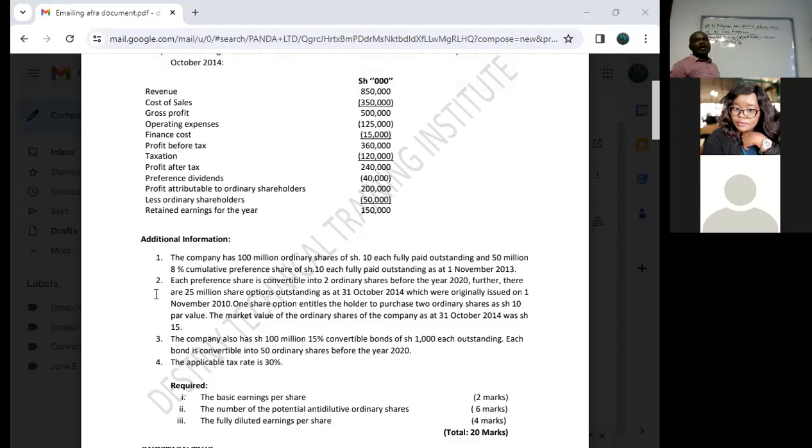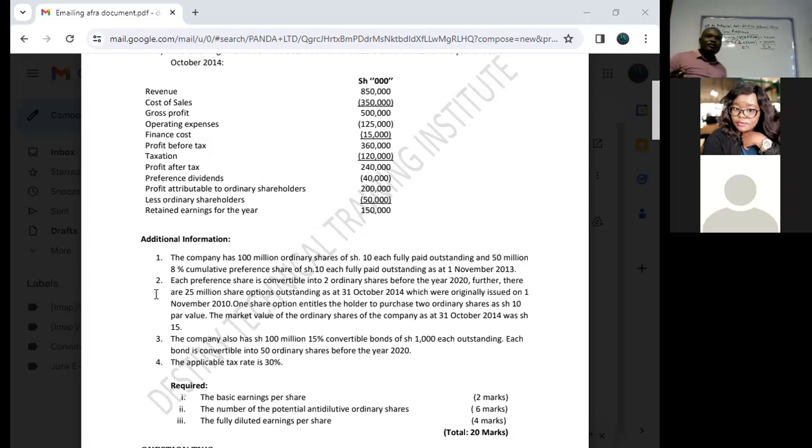How many preference are we having? 50 million. So times 50 million. That will give you 100,000. So to get those who are joining now, this is where we have started from. Handout is the one I've shared in the group and also on the screen. So EPS, earnings per share, will be 40 divided by this, which is 0.4.